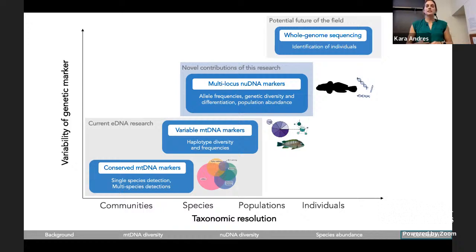So if we want to finish this out, this isn't anything I did, but I do want to say that I do think the field of environmental DNA going forward has a lot of potential in the whole genome sequencing realm.